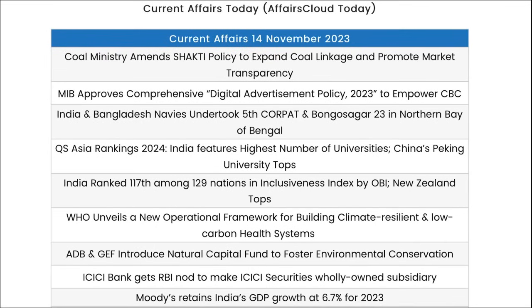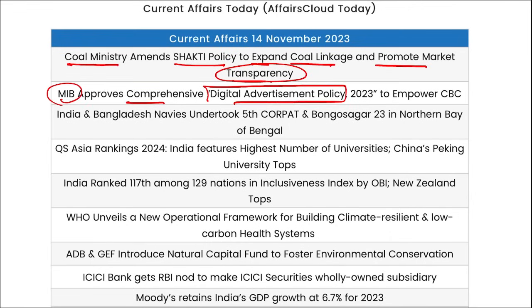First, let's start with the one-liner revision. Then we will go to the current affairs of previous days. First is, Coal Minister amended Shakti Policy to expand coal linkage and promote market transparency. MIB approves the Comprehensive Digital Advertisement Policy 2023 that will empower CBCs to tie up with various agencies so that they can come up with content for OTT platforms. Then India and Bangladesh navies undertook the 5th edition of CORPET and the 4th edition of Bongo Sagar exercise in the Bay of Bengal.